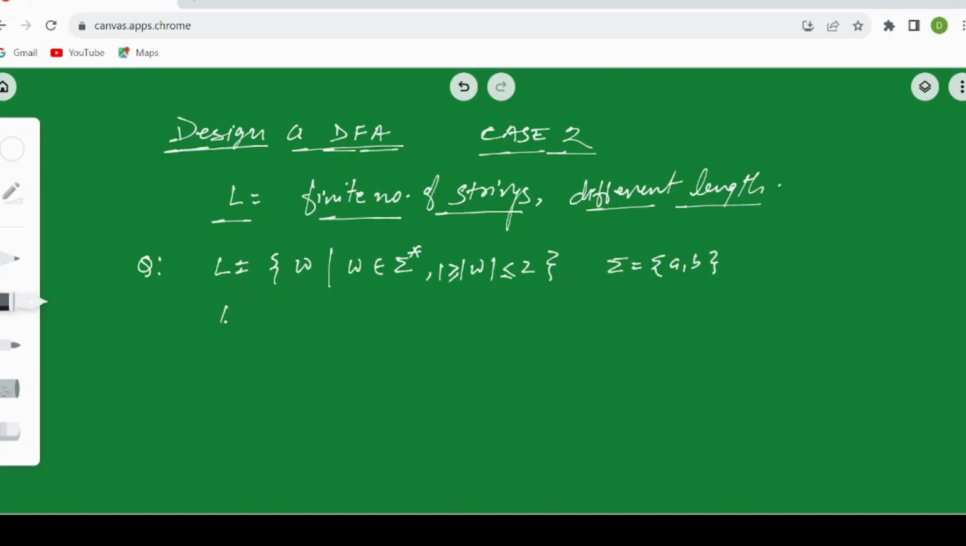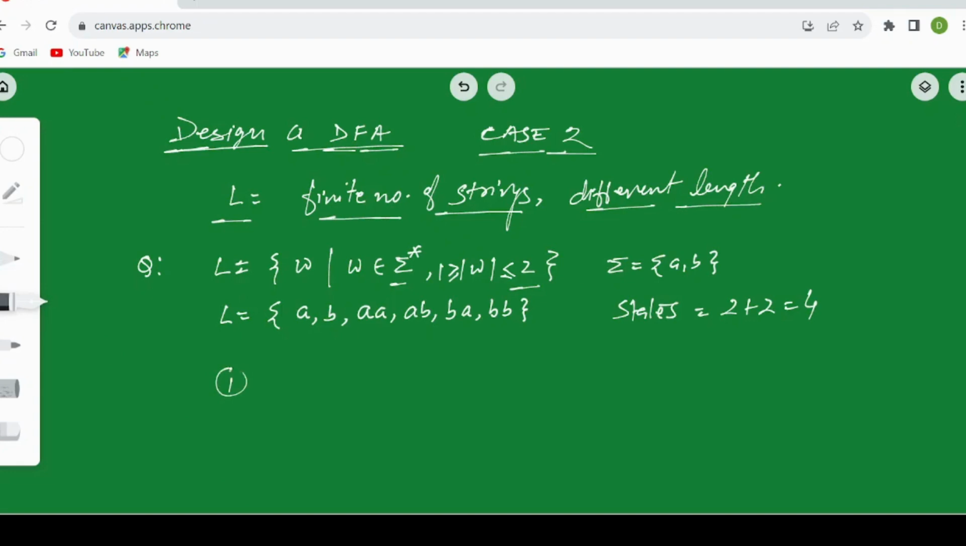So the elements that will be in the language L are the strings of length 1, that is A only or B only, and strings of length 2, that is AA, AB, BA and BB. The rest of the strings of sigma star will be rejected by the automaton. Here in this example, we will require 4 states.